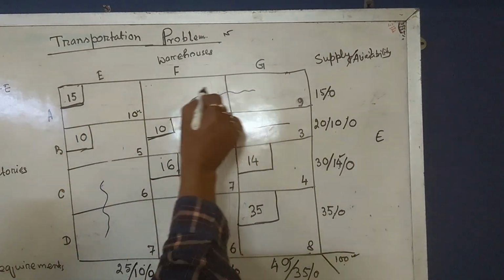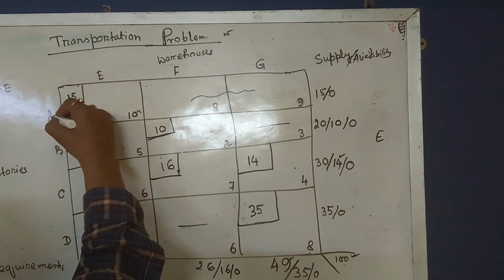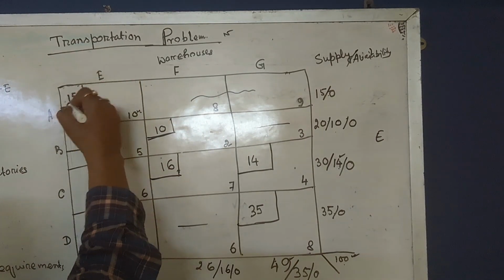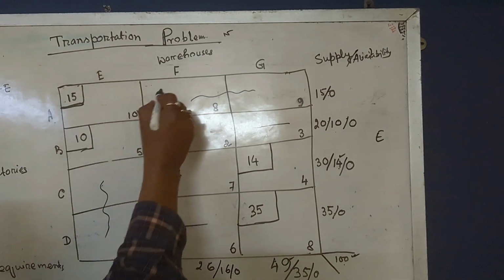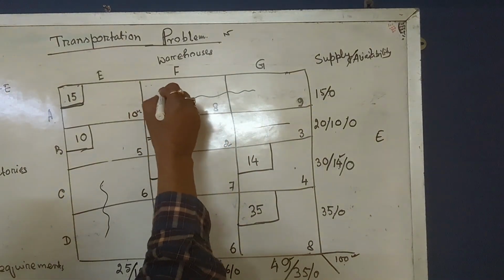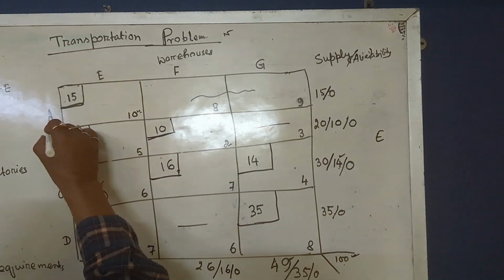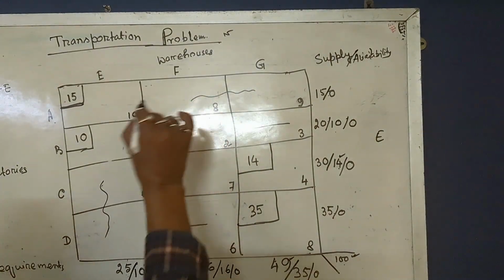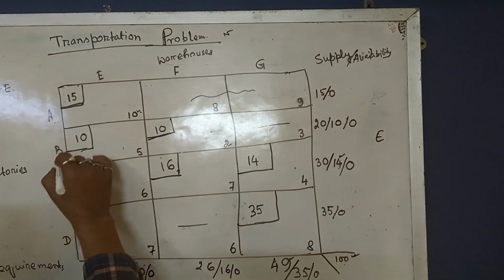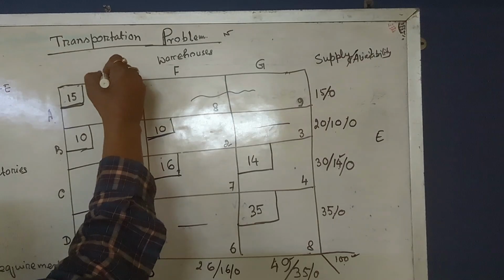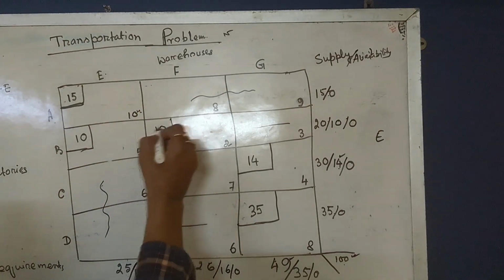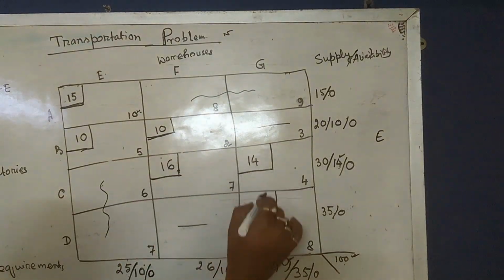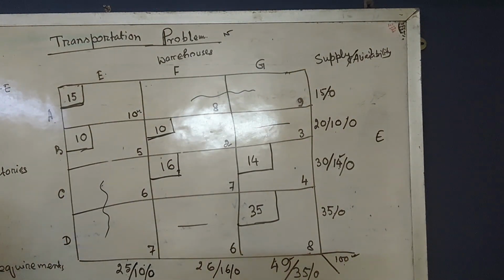That is, what is the basic starting solution? From factory A to warehouse E, you should ship 15 units, and nothing here, blank, means you need not ship any units from this source to this destination. Nothing is written means 0. From B you are shifting to warehouse E 10 units, and from factory B 10 units are being shifted to F. In this way, you can find the basic solution.